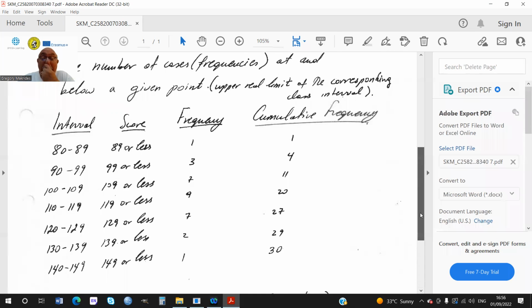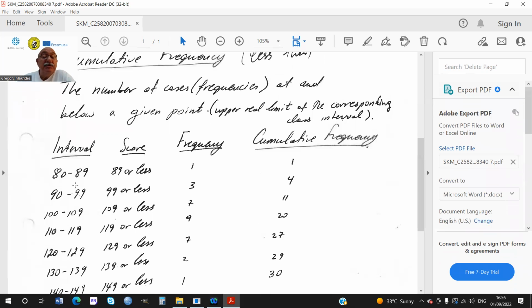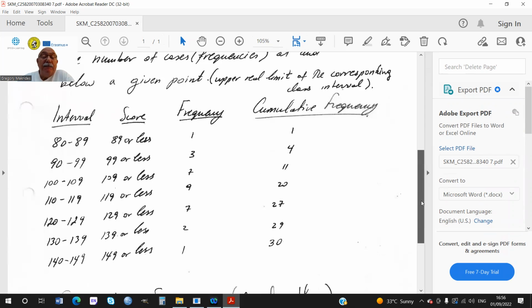Cumulative frequency is another measure we sometimes want. If we have our interval and the frequency, and you are asked how many scores are 109 or less, you formulate this cumulative frequency distribution. How many are 89 or less? 1. How many are 99 or less? It would be these 3 plus the 1 lower than that, which makes 4. So 109 or less will contain the 7 of this class plus the 3 of the previous and the 1 of the previous. 7 plus 3 plus 1 makes 11.